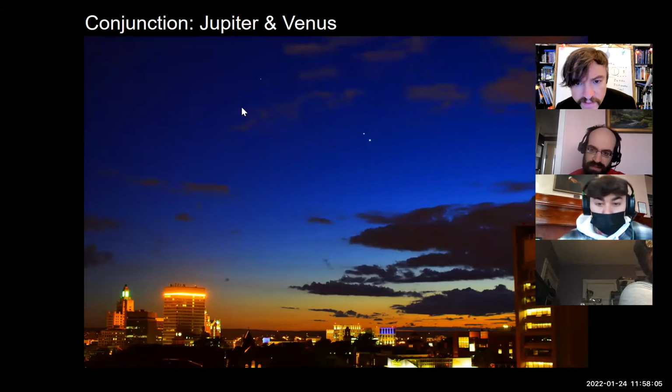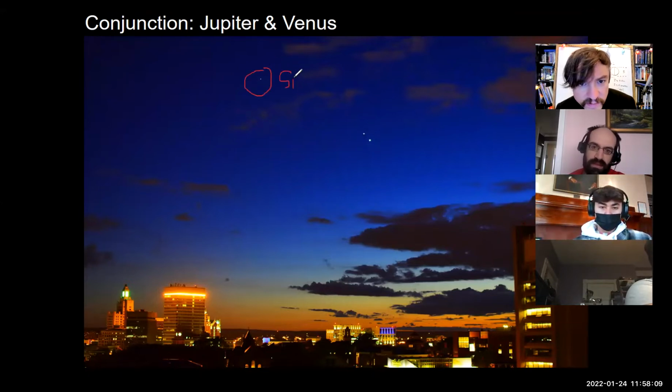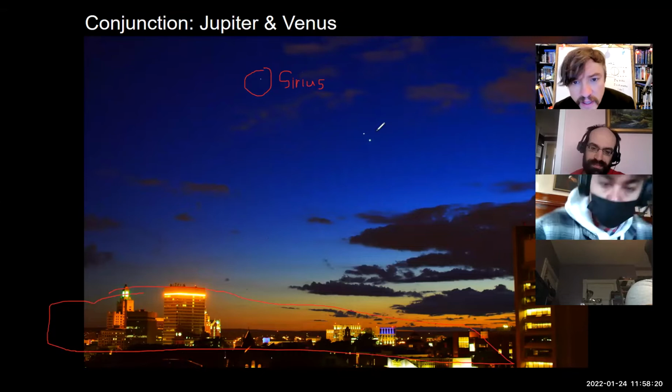It's a view of the city of Providence with a few famous objects. This is the bright star Sirius. This will be in our lab today. Sirius is the brightest star in the sky. It doesn't look too bright in the photograph because they've exposed the image so that they'd capture the buildings, right?